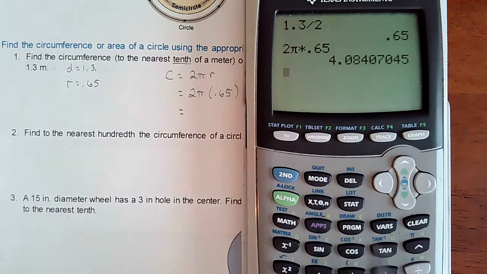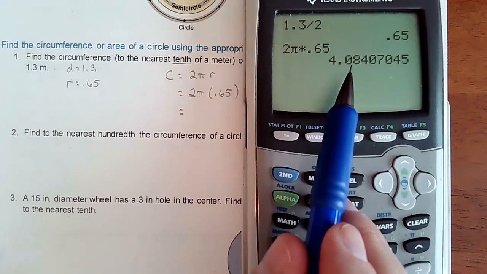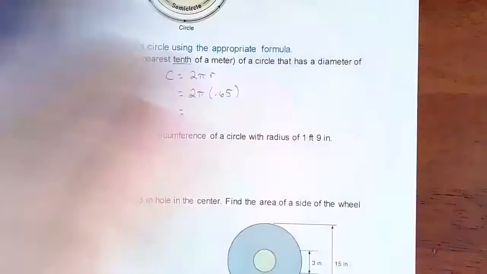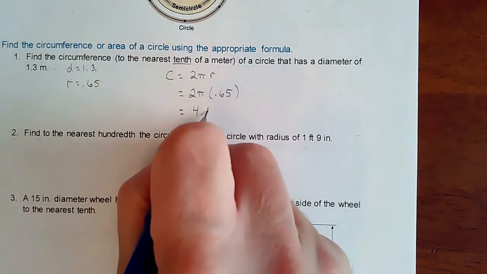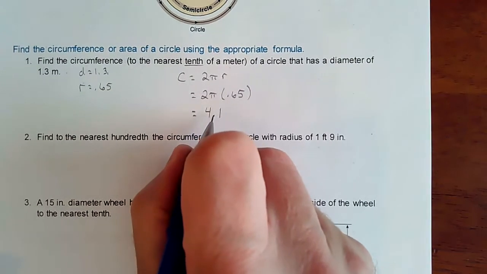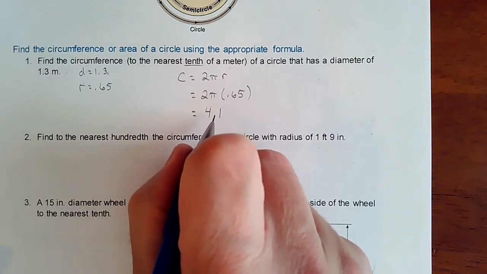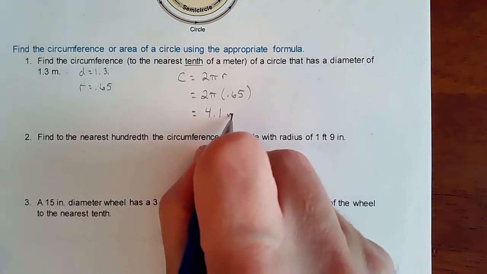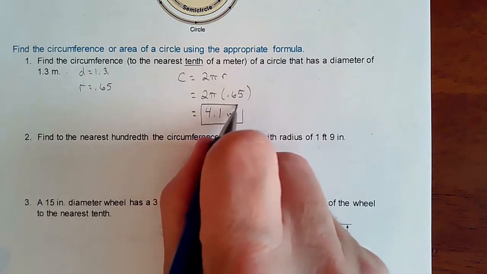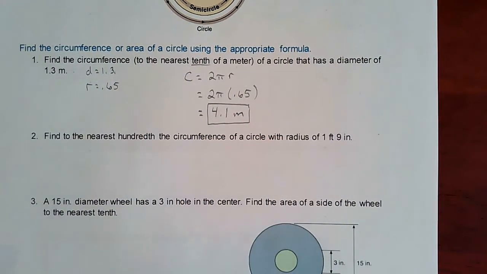So we multiply it out. We're going to round it to the nearest tenth. Nearest tenth is 1 decimal place, so the 8 bumps the 0 up to a 1. So we are looking at 4.1, and it is a circumference, which means it's a linear kind of a measurement. It's a length. It's like a perimeter. So our label is 4.1 meters. All right, so that is our circumference.